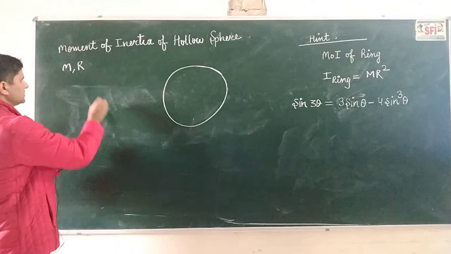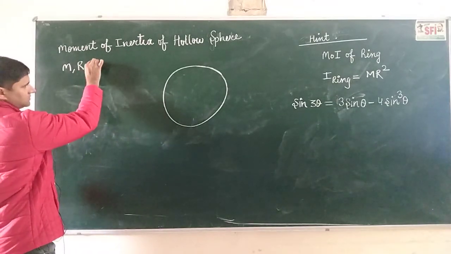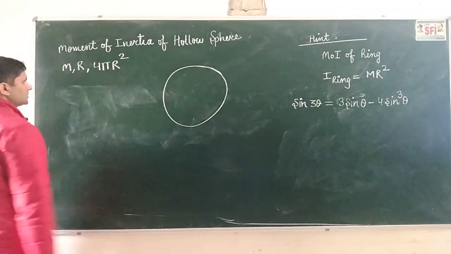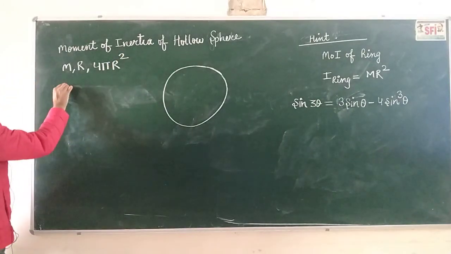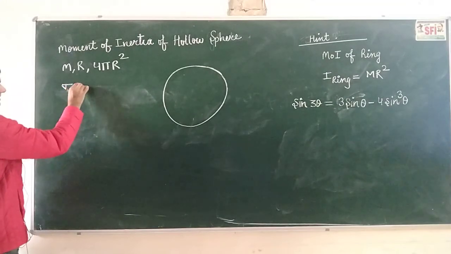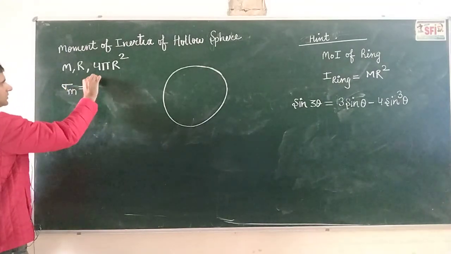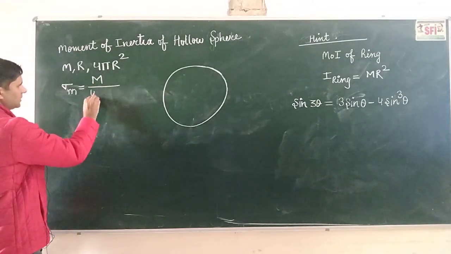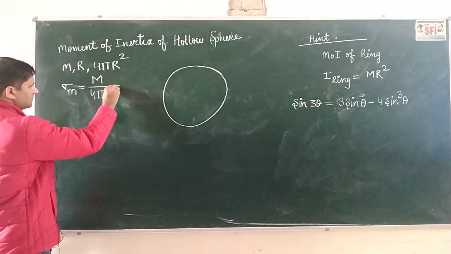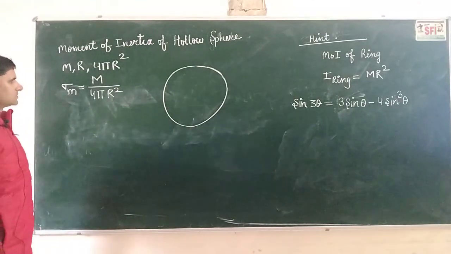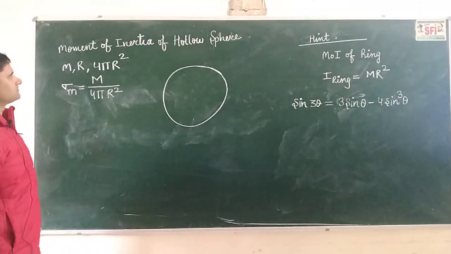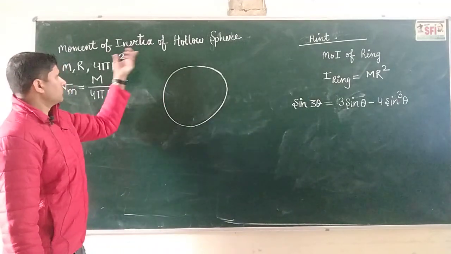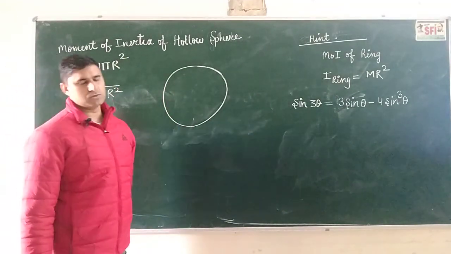So the curved surface area of this hollow sphere will be 4 pi r square. So if you find the surface mass density sigma m, then it will be the total mass of the hollow sphere divided by the curved surface area 4 pi r square. Okay. Now what we will do, we will divide to find the moment of inertia of the complete hollow sphere.